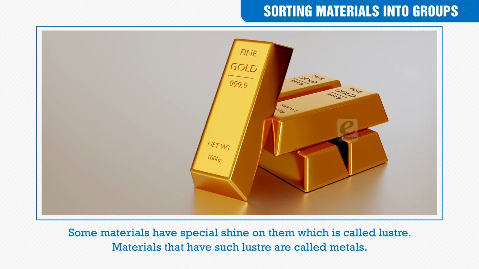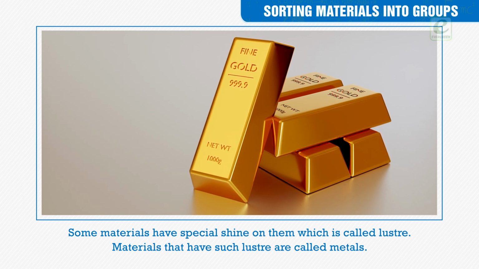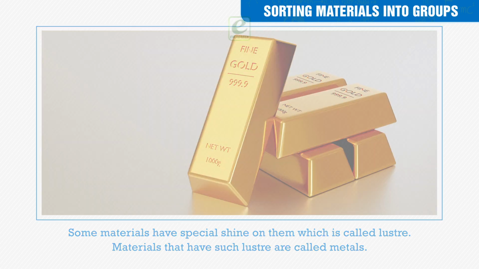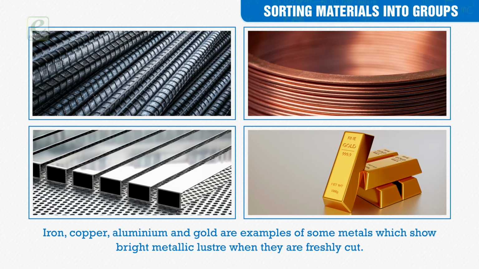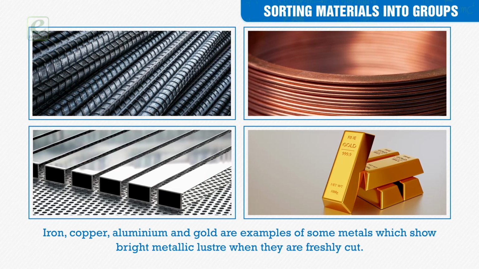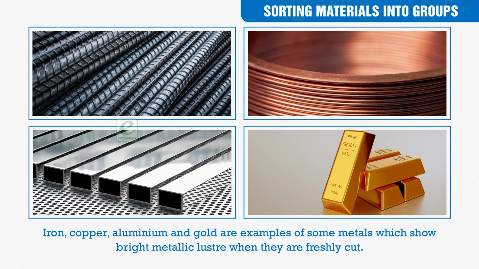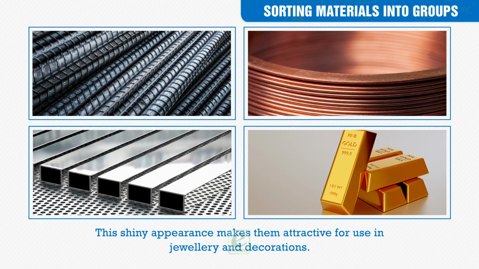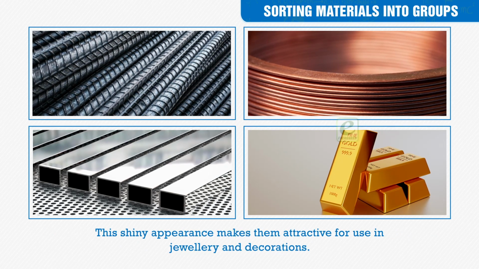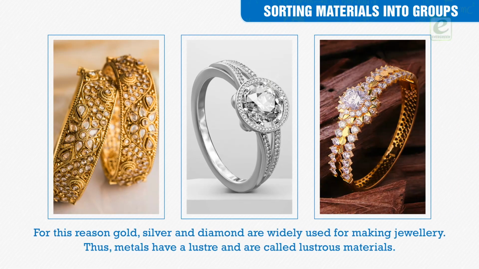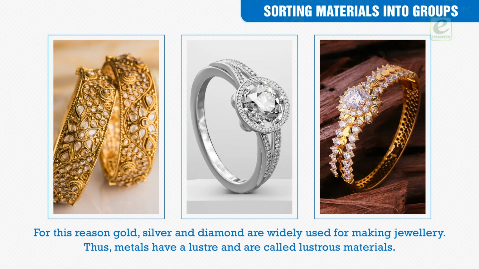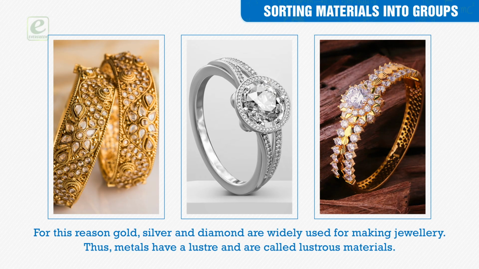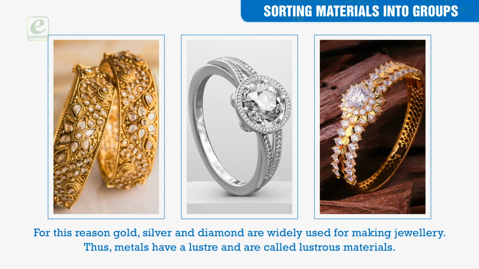Some materials have special shine on them, which is called luster. Materials that have such luster are called metals. Iron, copper, aluminium, and gold are examples of some metals which show bright metallic luster when they are freshly cut. This shiny appearance makes them attractive for use in jewelry and decorations. For this reason, gold, silver, and diamond are widely used for making jewelry. Thus, metals have a luster and are called lustrous materials.